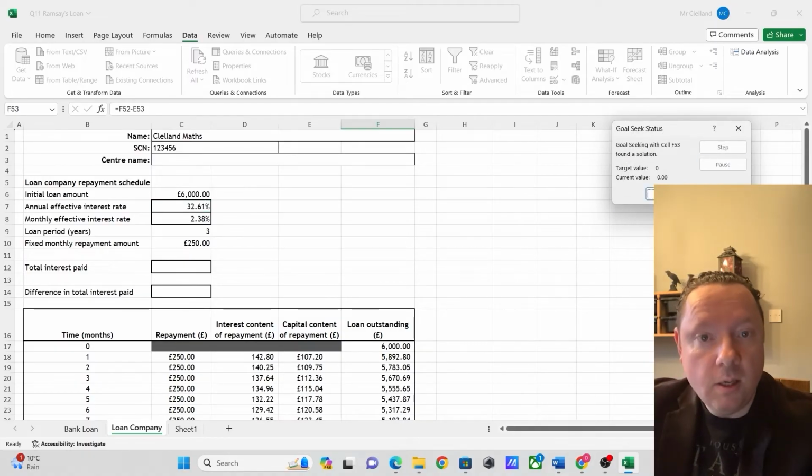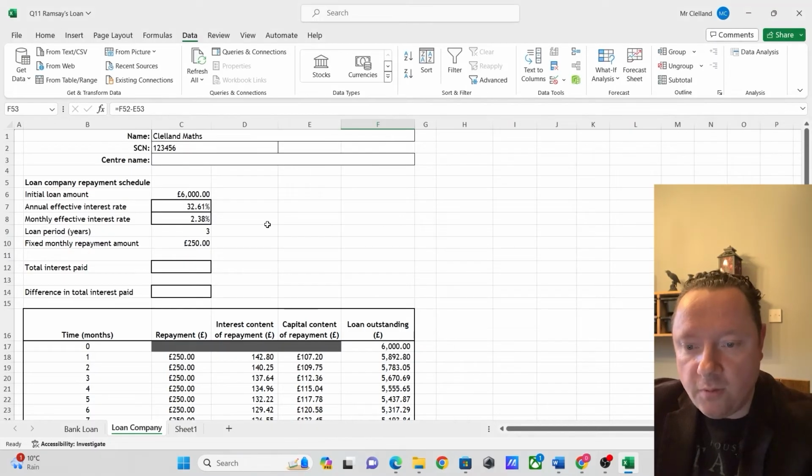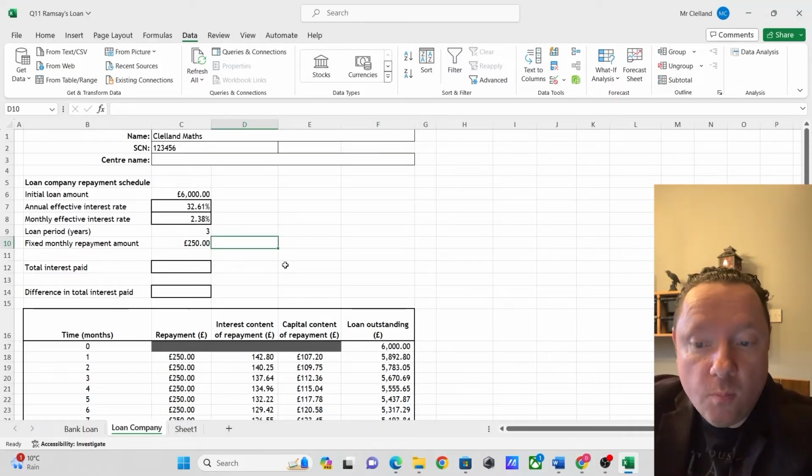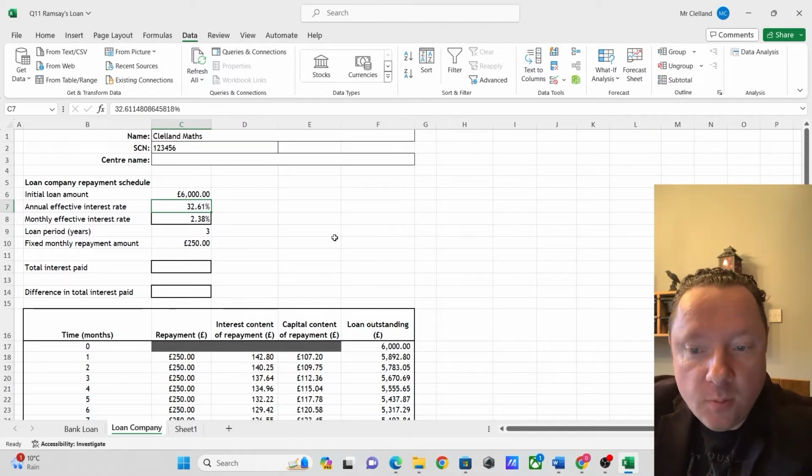After a little while, it will change the annual effective rate to 32.61%, and therefore it will change his monthly interest rate to 2.38%. Now his annual interest rate is not money, so we don't need to round that to 2 decimal places or anything else. We'll just leave it as it is. It's 32.61 in a bunch, and the monthly interest rate is going to be 2.38 in a bunch, but that's fine. We can just leave that as it is.